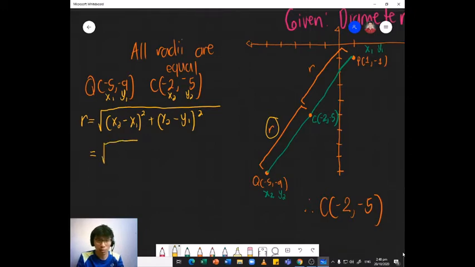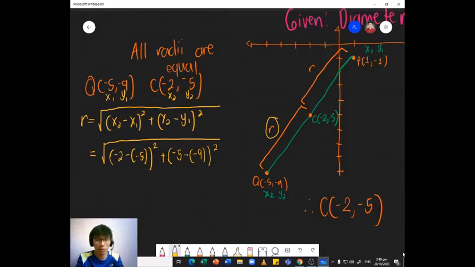So let's try to substitute this out. What is my x sub 2 here? My x sub 2 is negative 2, minus what is my x sub 1? My x sub 1 is negative 5. That is raised to the power of 2, plus what is my y sub 2? My y sub 2 here is negative 5, minus what is my y sub 1? My y sub 1 is negative 9.